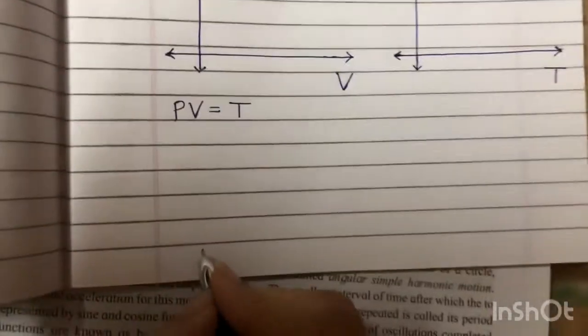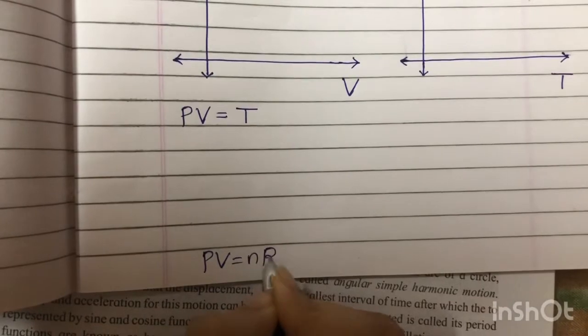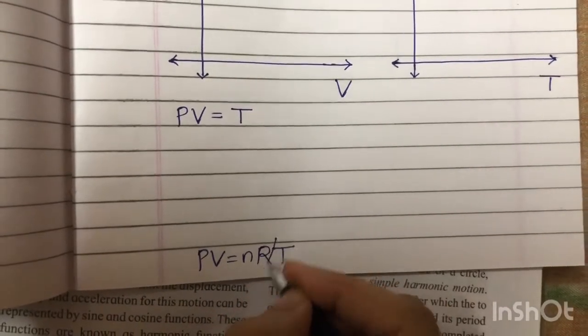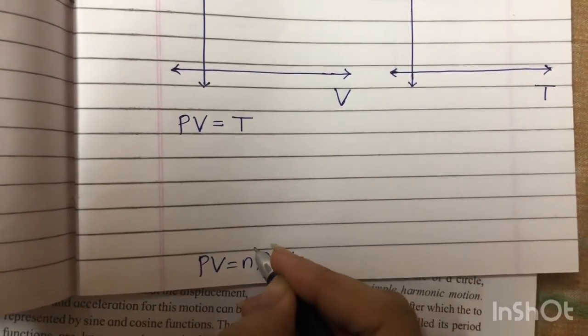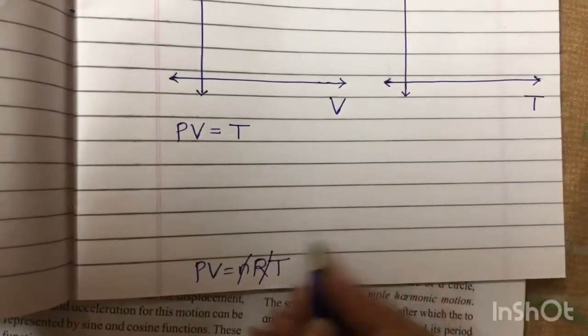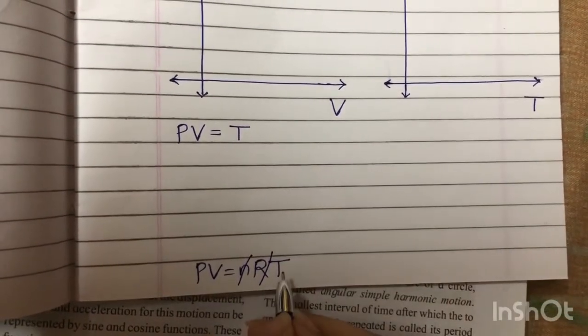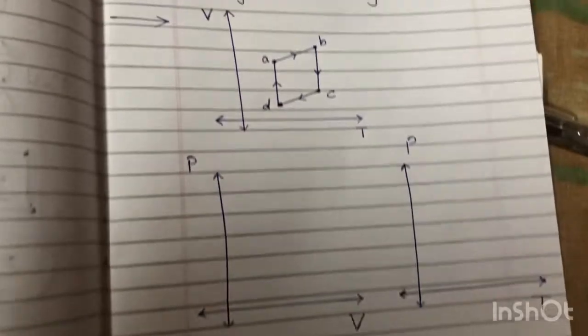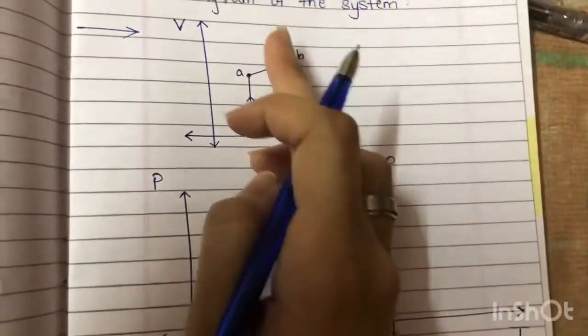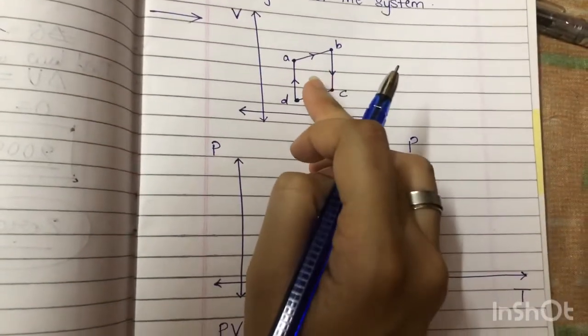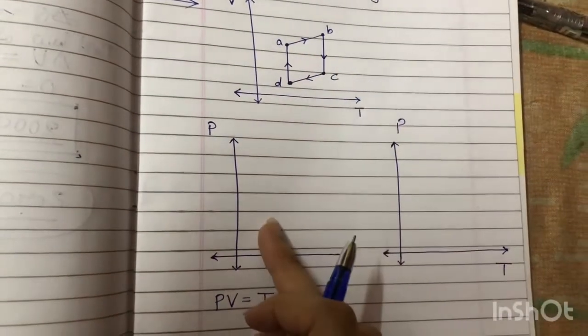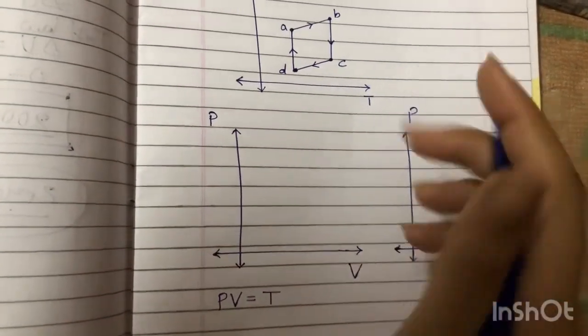See, the equation is PV = nRT, the ideal gas equation. R is constant, we are not using that. n is supposed to be 1, so we will not use that. We will just use PV = T to draw the graph. Now we'll start reading the graph, and then after reading this, we'll draw the graph, that is pressure versus volume.